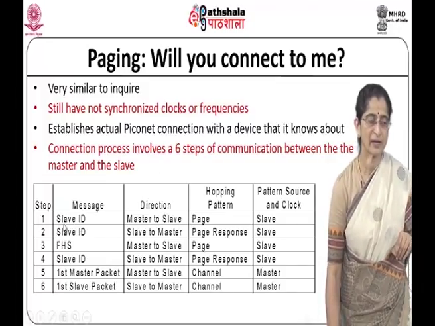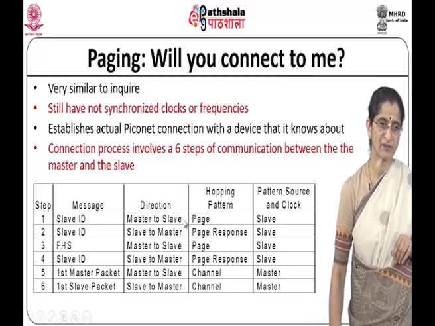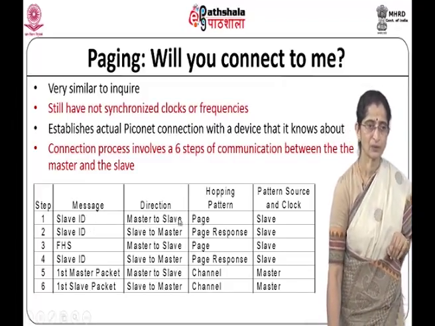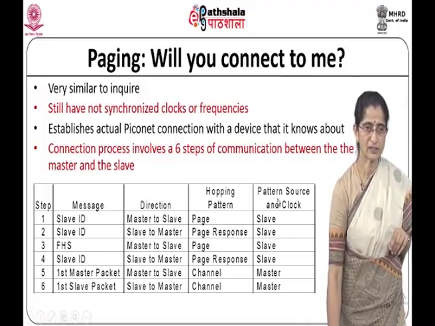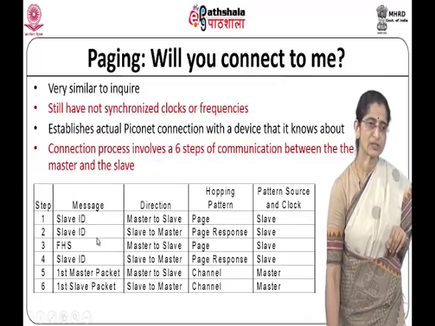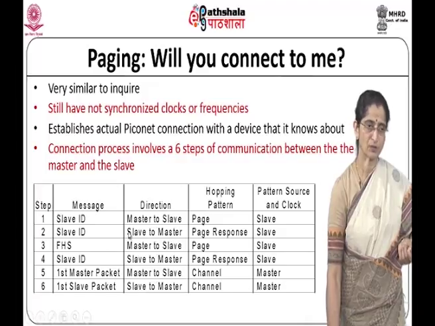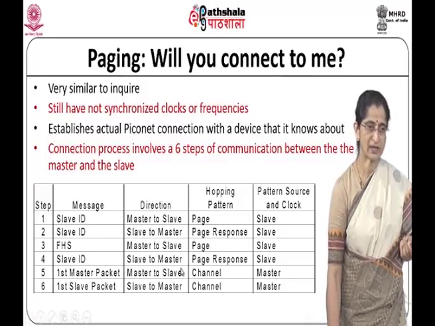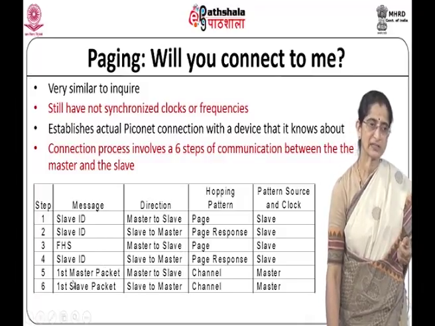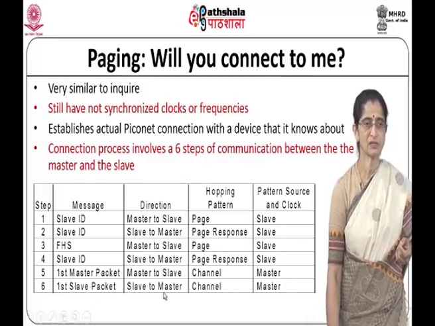The first step is where a message consisting of the slave ID is sent from the master to the slave. It uses the hopping pattern of the page, and the pattern source and clock are that of the slave. Similarly, you have another slave ID sent from the slave to the master. It's a response, the page response. You have a page and you have a page response. Then there is an FHS which is sent from master to slave, and then a slave ID from slave to master, which again is a response, and then the first master packet which goes from master to slave, then the first slave packet which goes from slave to the master.